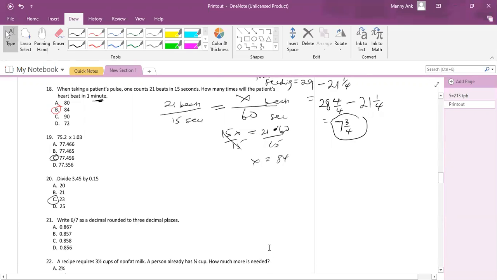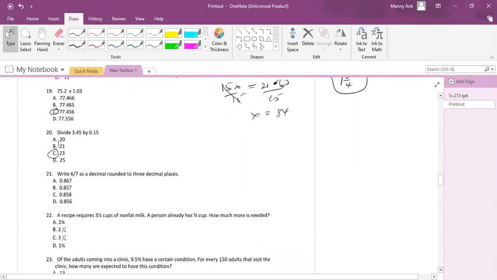Number 21, you want to change to decimal. So to change to decimal, you have to divide, right? You divide the 7 into 6. It should be like this, 7 into 6. And then 7 into 6, impossible, put 0. Then introduce the decimal point and a 0 here. And divide. So if we divide this, you have 8.